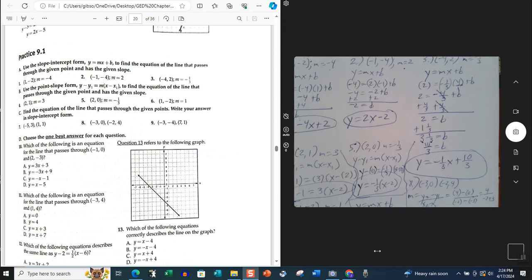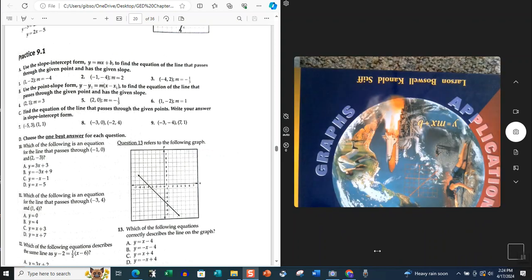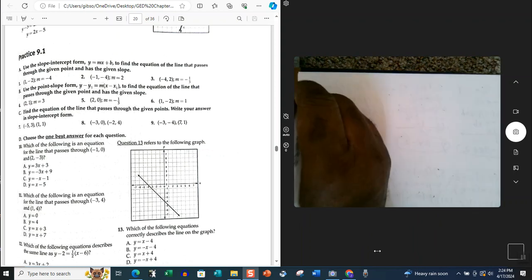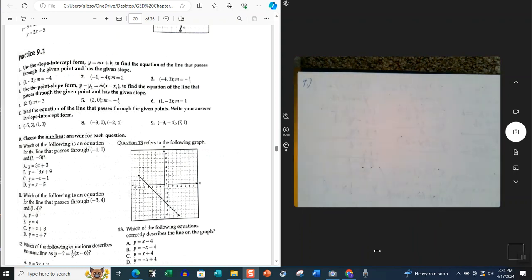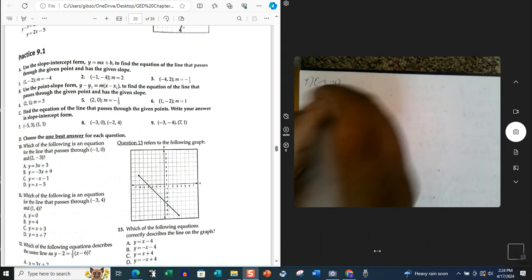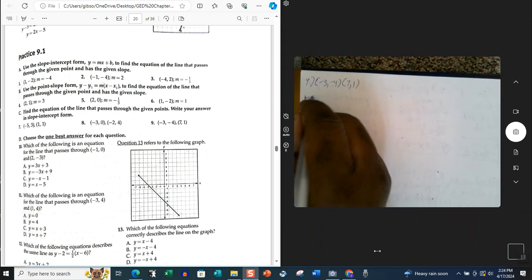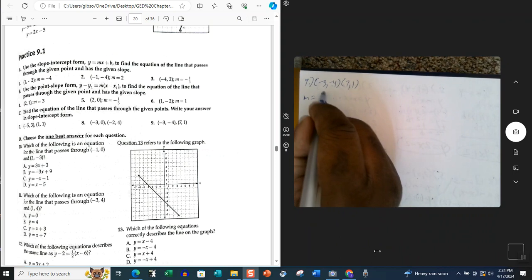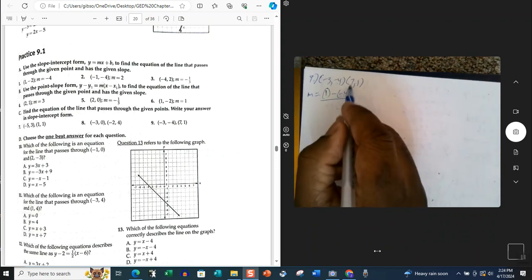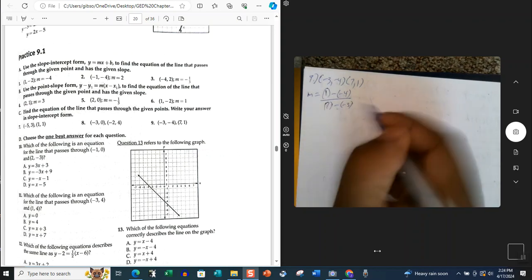Now we're going to go here to problem number 9. Problem number 9. We have the ordered pair (-3, -4), and then we have the ordered pair (7, 1). Again, we do the slope. Y sub 2 is 1, minus y sub 1 is -4, all over x sub 2 is 7, minus x sub 1 is -3.